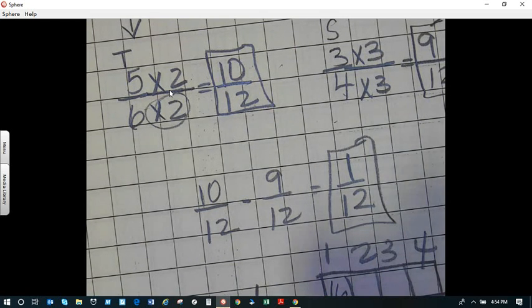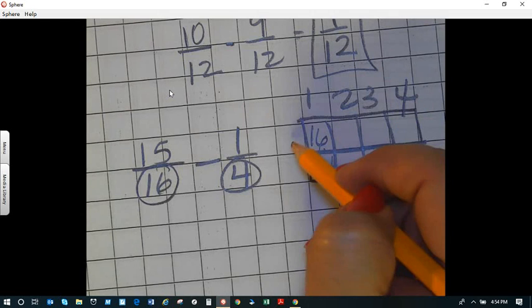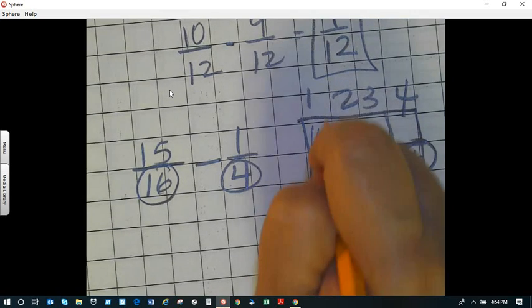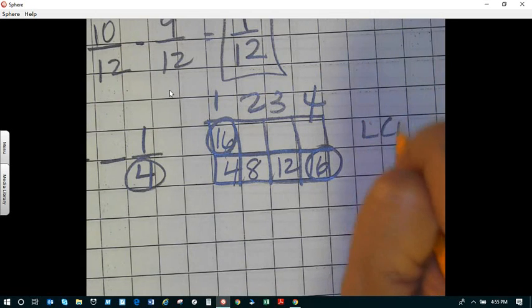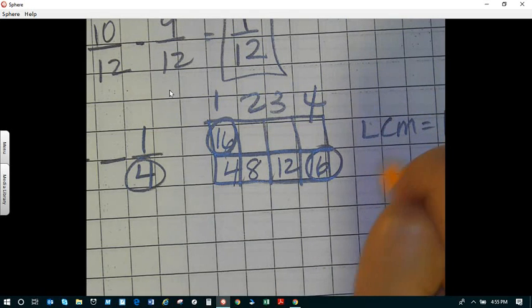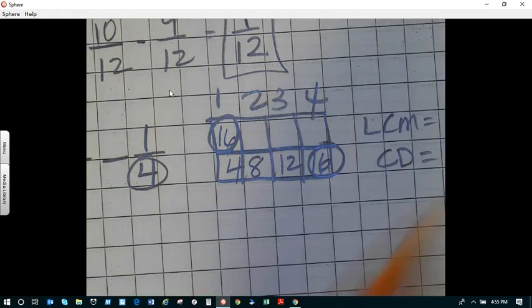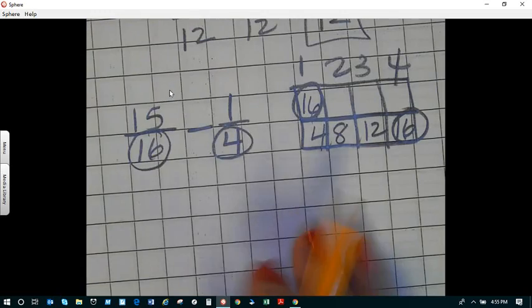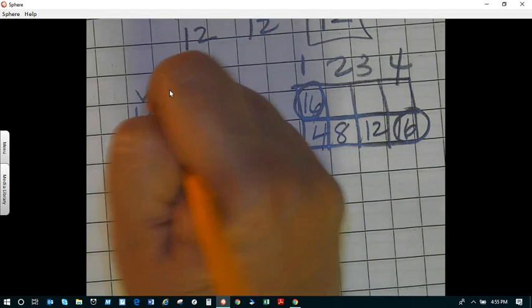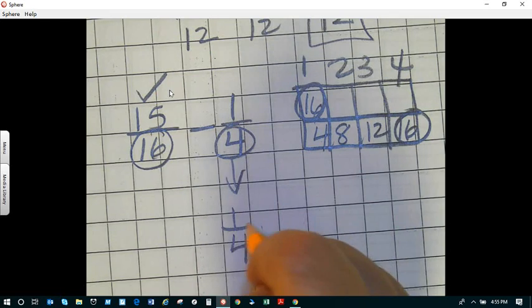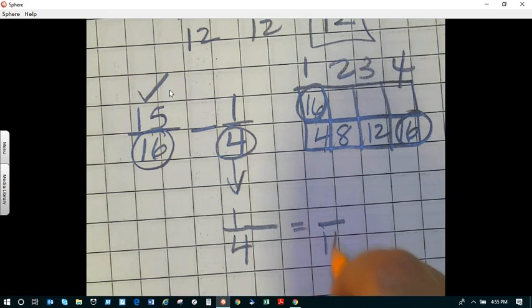I'm going to leave the 16 alone in case I come up with something. So that's 8, 12, and 16. Well, look at that. My LCM, my lowest common multiple, is 16, which means my common denominator, I'll just put CD for common denominator, is equal to 16. So over here, do I need to do anything with this? No, that's done. But I'm going to change my 1/4 to a fraction that has 16ths in it.